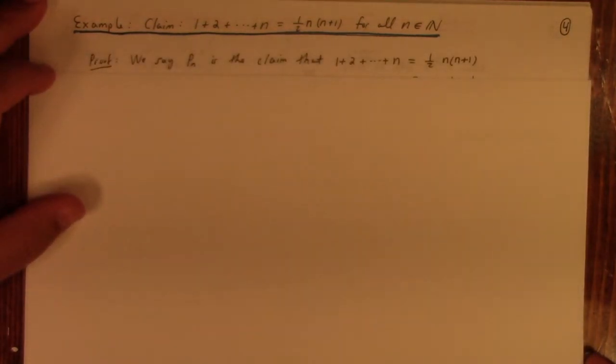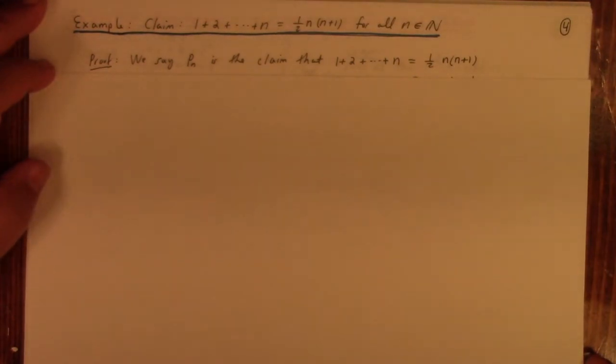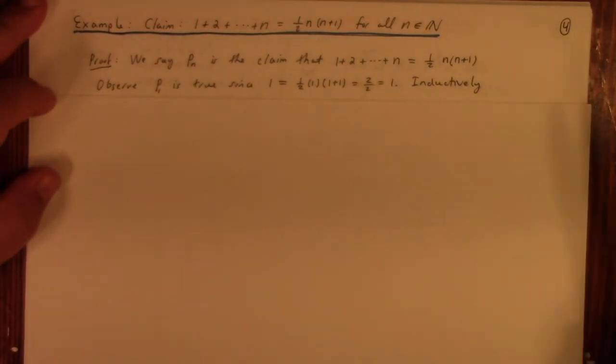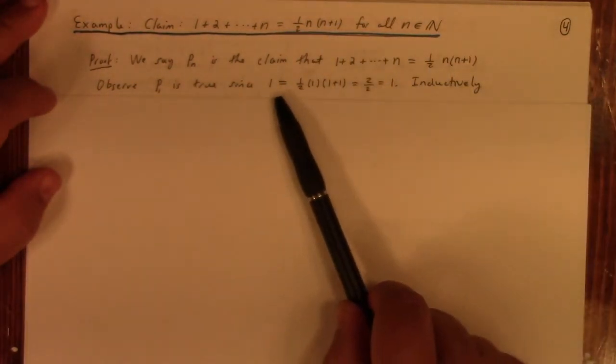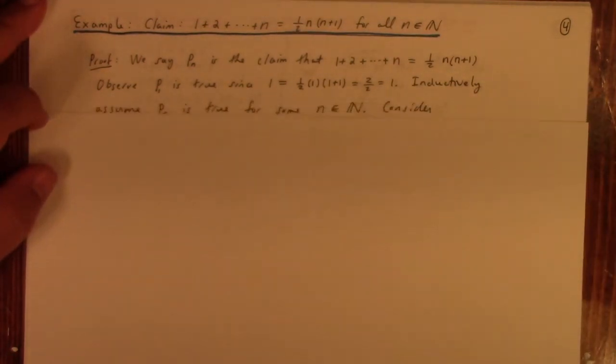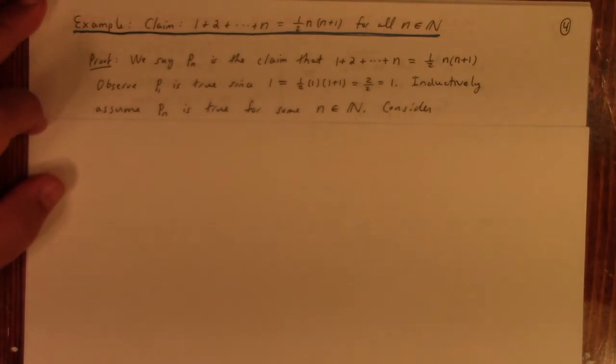We say that P of n is the claim that the sum of numbers 1 through n is 1 half n times n plus 1. The first thing we have to do is observe that the base case is true. P of 1 is true. Why is that true? Since 1 is equal to 1 half times 1 plus 1. In other words, I'm plugging n equals 1 into this and showing that it works.